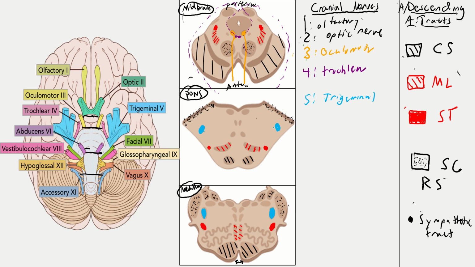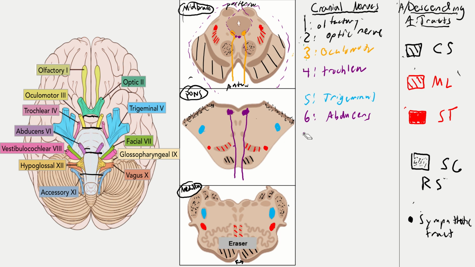Then we're going to get cranial nerve 6. So cranial nerve 6 is going to be right here. Your abducens nerve. So abduction of the ipsilateral eye. And they're going to go out basically the anterior portion of your brainstem and your pons.